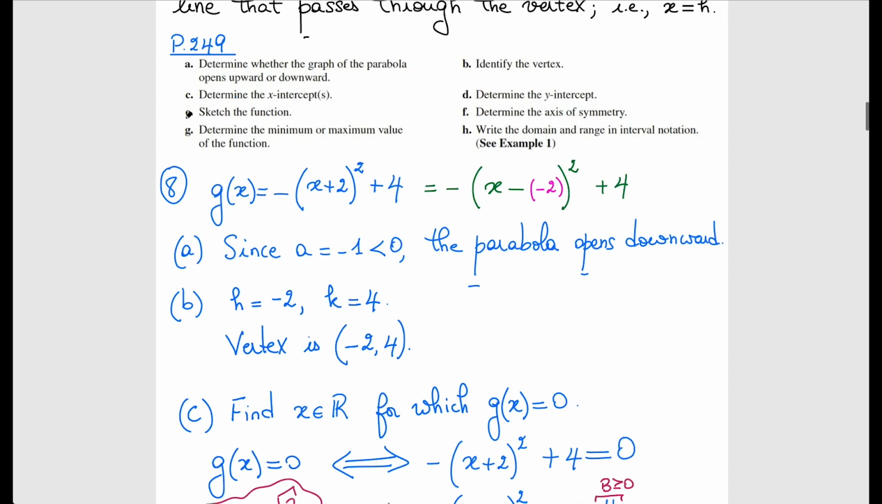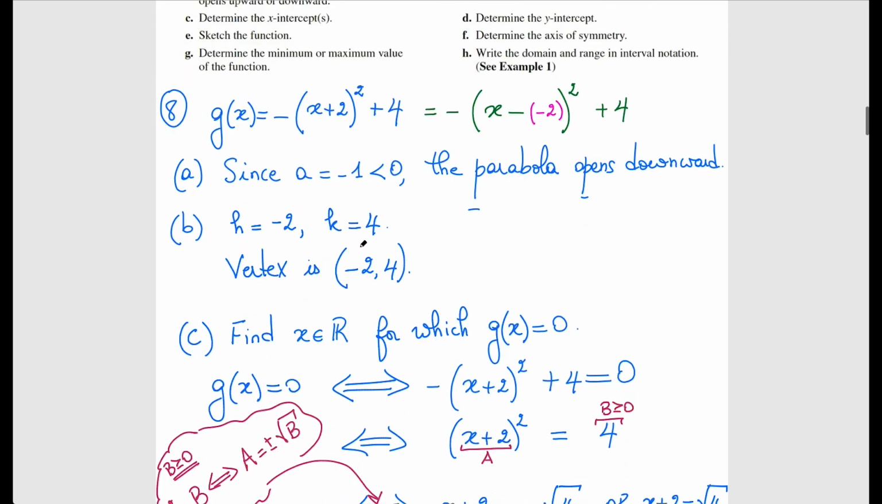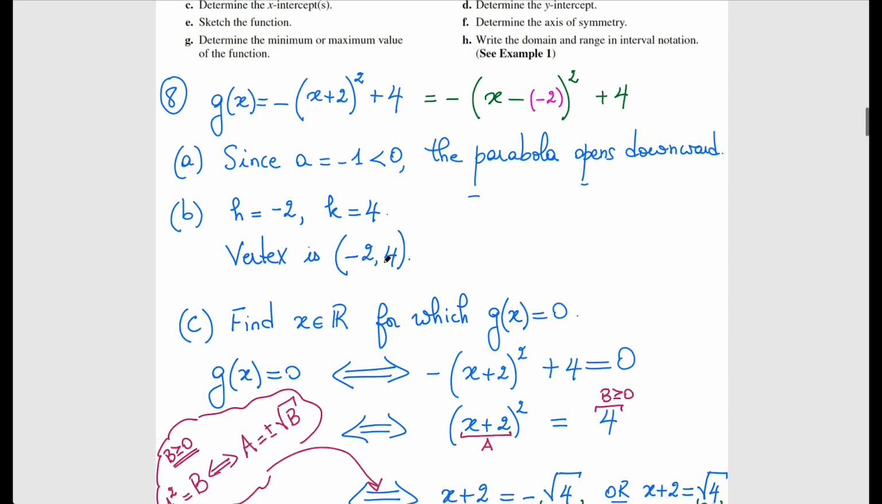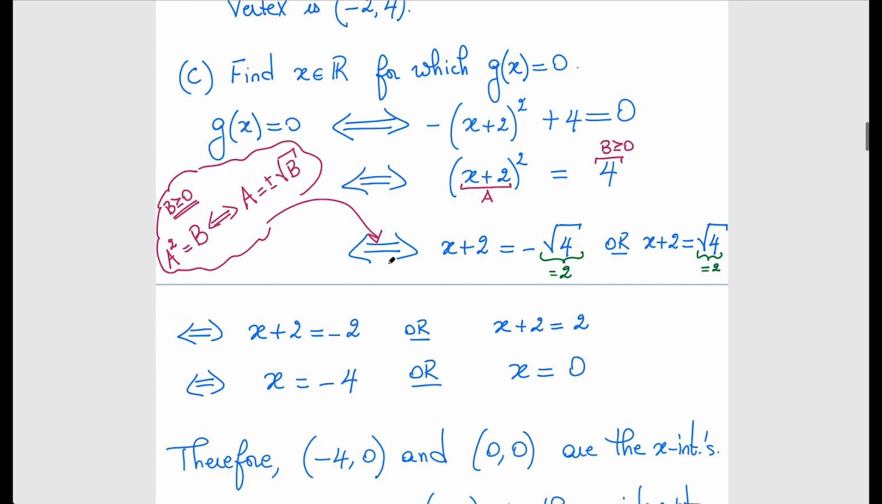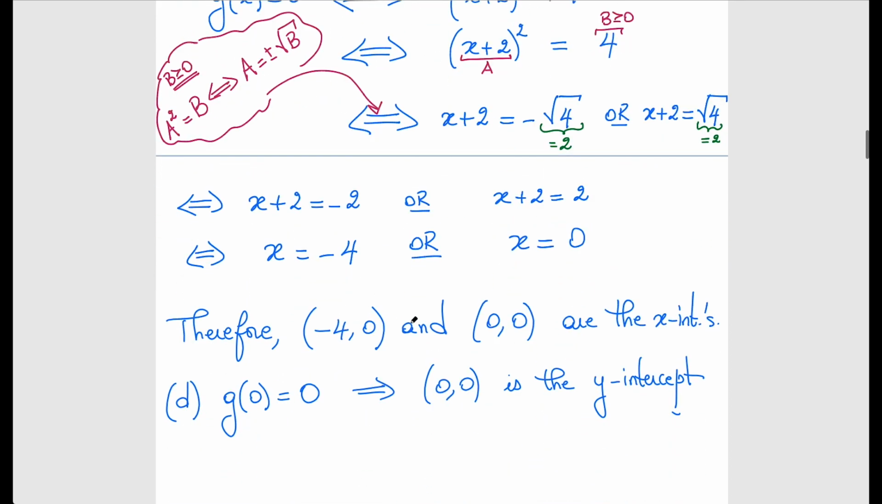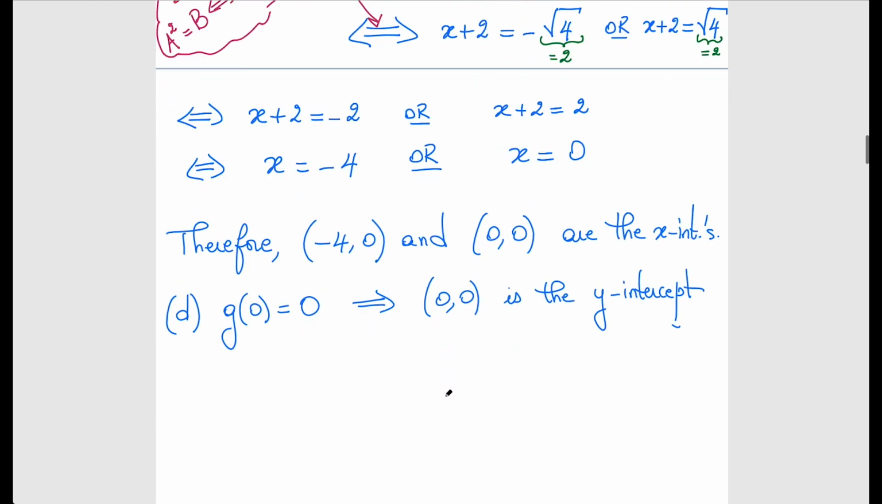So now down to E. Sketch the function. So let's collect the information that we have. The vertex is at -2, comma 4. It opens downward, right? So the vertex is there at -2, comma 4, and it crosses the x-axis at those points, -4, comma 0 and 0, comma 0, and the y-axis, it crosses it at 0, comma 0.